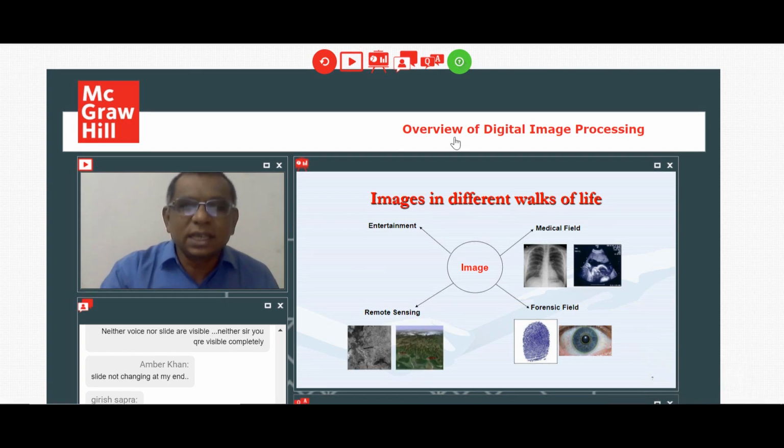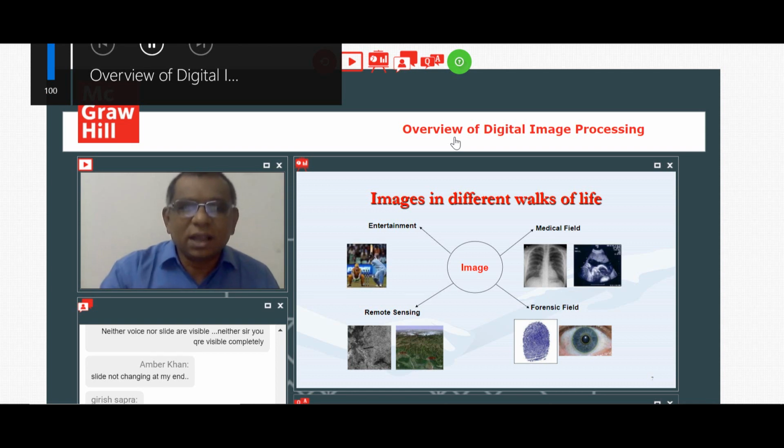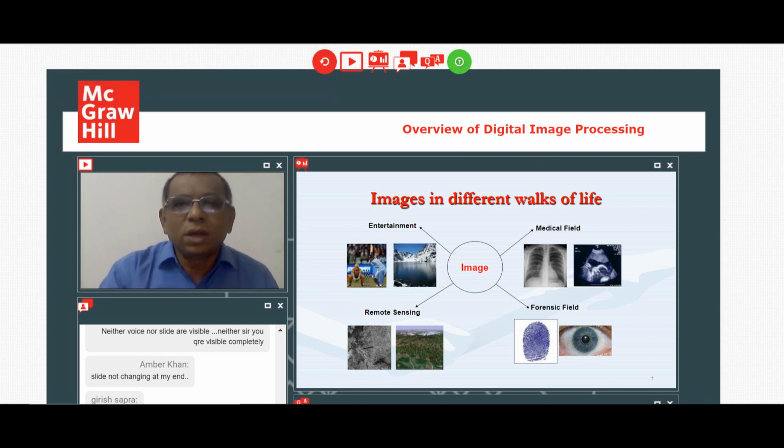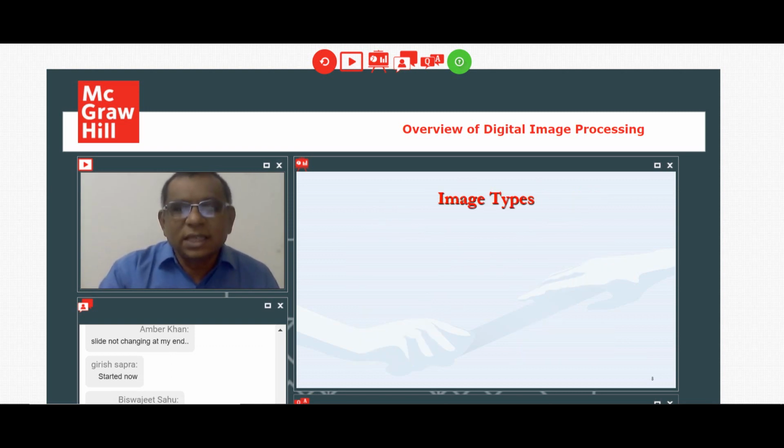Then we have remote sensing for vegetation, classification, as well as in entertainment. That means what we want to conclude here is we are living in the world of images. Next, broadly we can classify images into three categories.